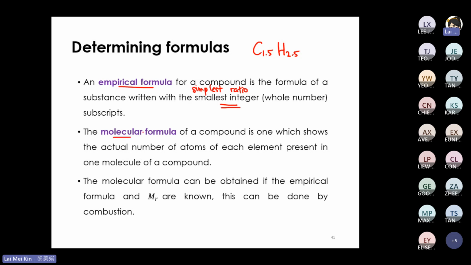Molecular formula means the real formula. So the real formula could be C2H4. But if I want to write my molecular formula into empirical formula, the simplest ratio, it will become CH2. So this is the difference between empirical and molecular formula. If I have the empirical formula and the molar mass or relative molecular mass, I can find the molecular formula. So we will look into this later.